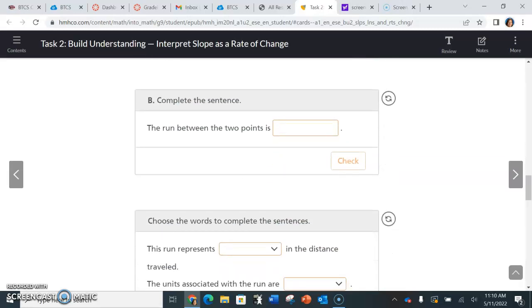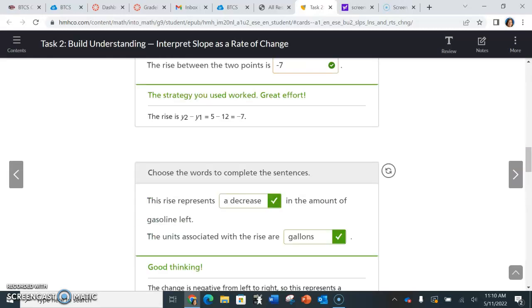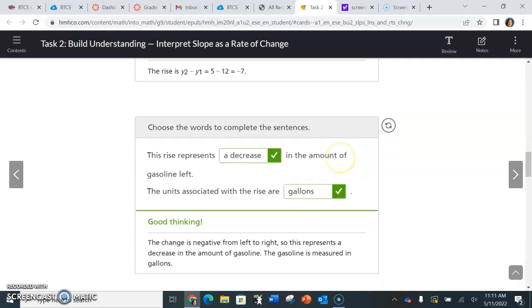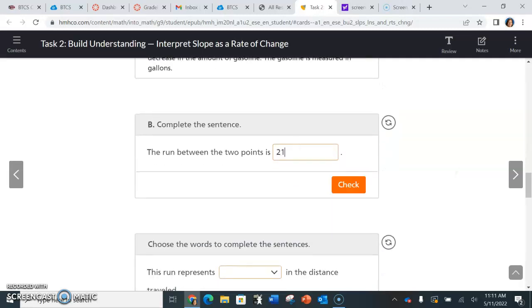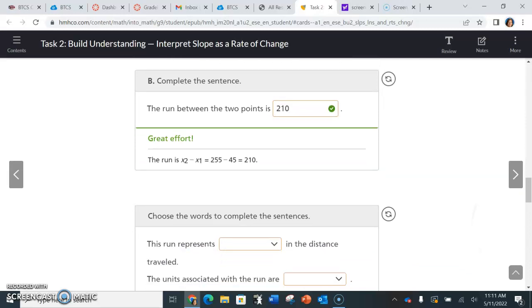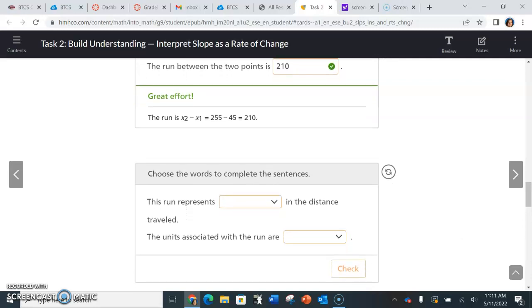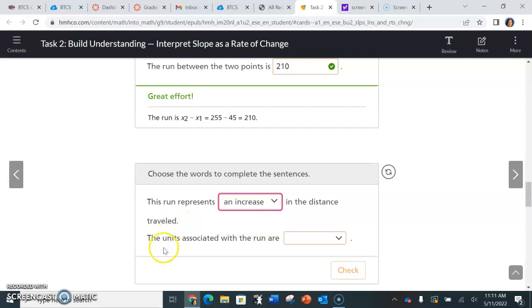All right, complete the sentence. The run between the 2 points is, we are going from 45 to 255. So if you take 45 away from that, that's 210. And that's your difference in x's. Choose the words to complete the sentence. This run represents an increase in the distance traveled. The units associated with the run are miles.